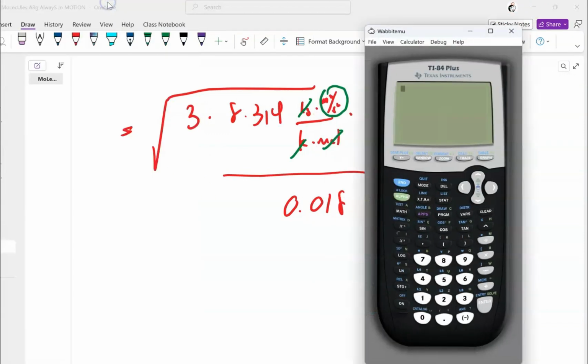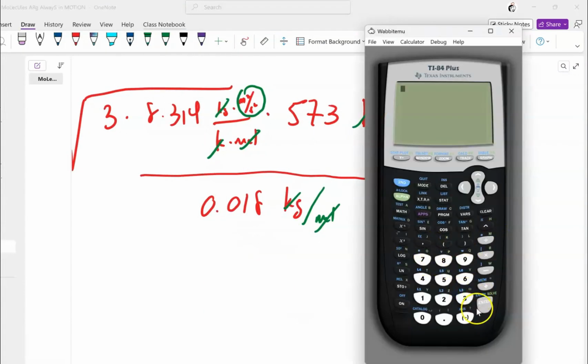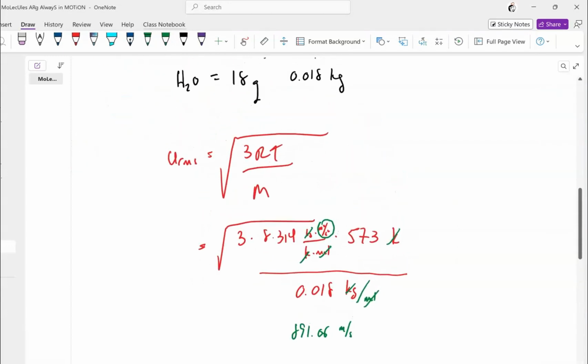So let's get this where we can read it. We're going to say 3 times 8.314 times 573. We'll take this answer, we'll divide it by 0.018, and then we're going to take this answer and we'll plug it into our equation for square root. So we'll take the square root of this answer, and here is our velocity, 891.06 meters per second. Now, if that's a water molecule, we expect the velocity to be pretty big.